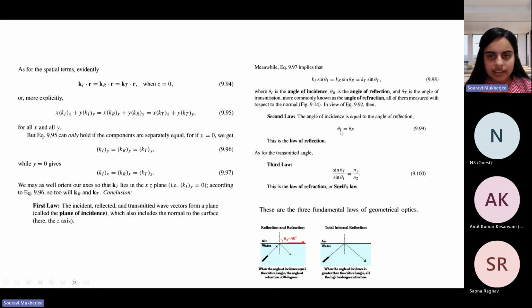So that tells us that theta I should be equal to theta r. So this tells us the laws of reflection. Okay, so this gives us the law of reflection.